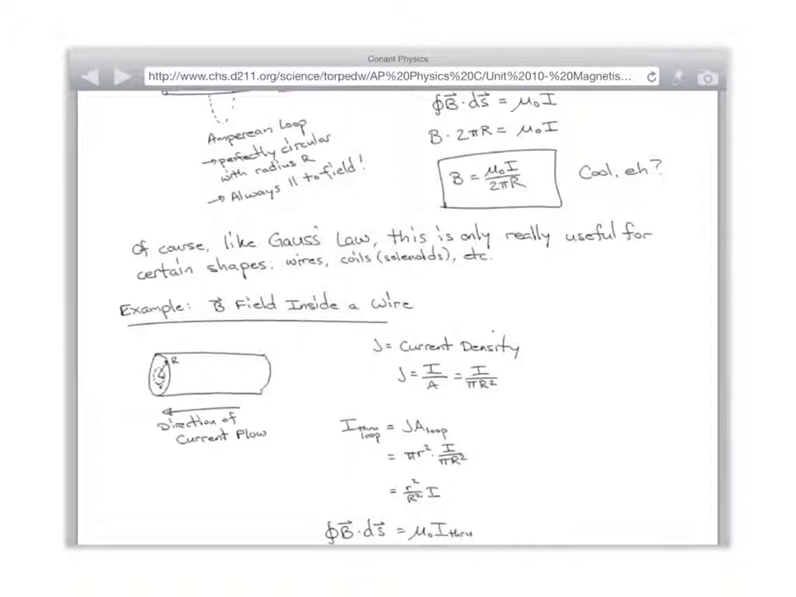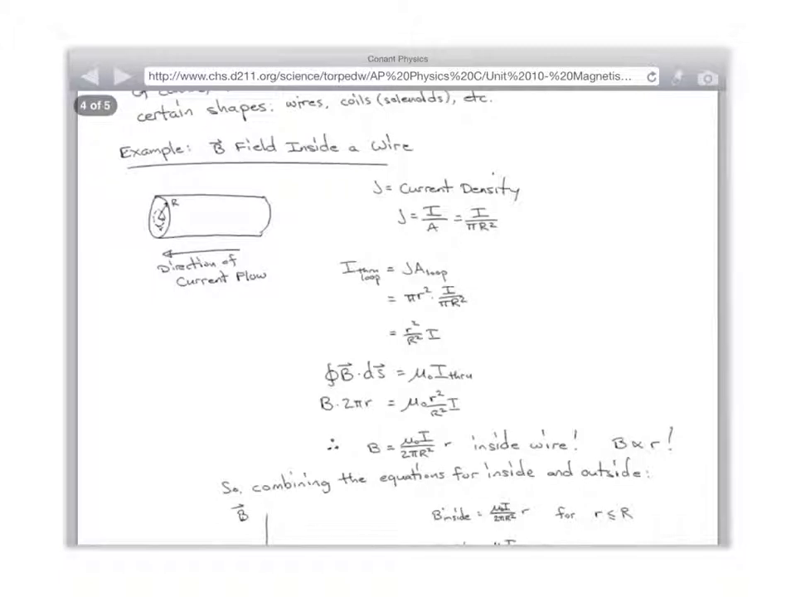All right, so here it is. B field inside a wire. You have to know about the current density, right? You have to know how many charges are moving per area, or current through area. You have to know the total current. You need to know the area of the wire. You do Ampere's law.